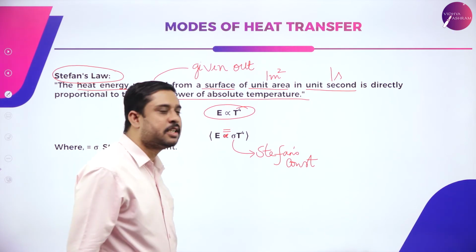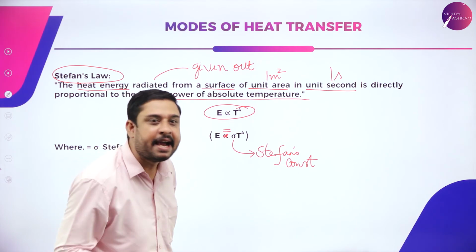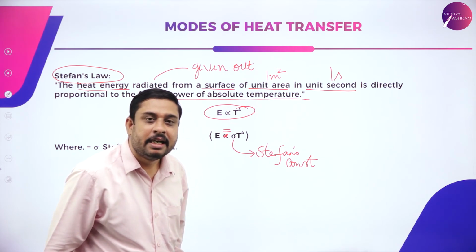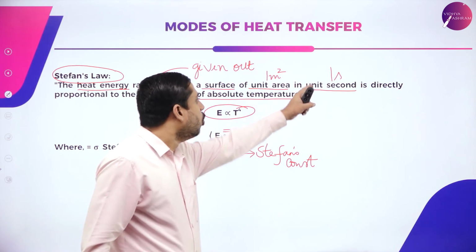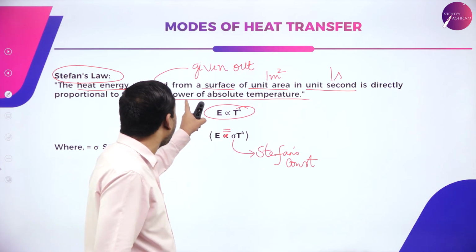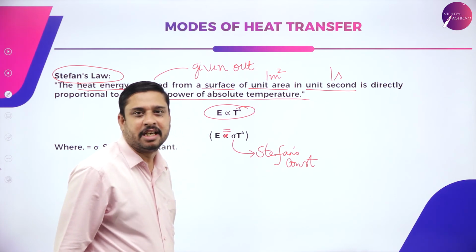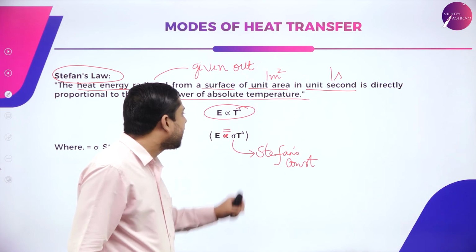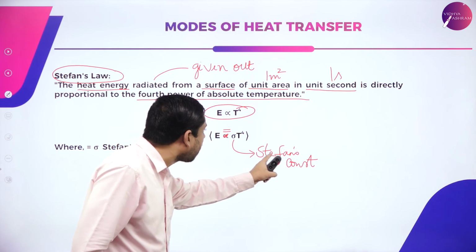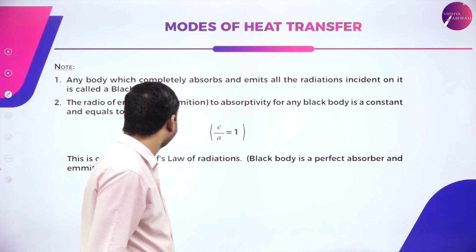So the heat energy that comes out of a surface, what should the area be? 1 meter square area. What should the time interval be? 1 second. Directly proportional to what? 4th power of absolute temperature. Or we say E equals sigma T to the power 4. This sigma is a constant called Stefan's constant.